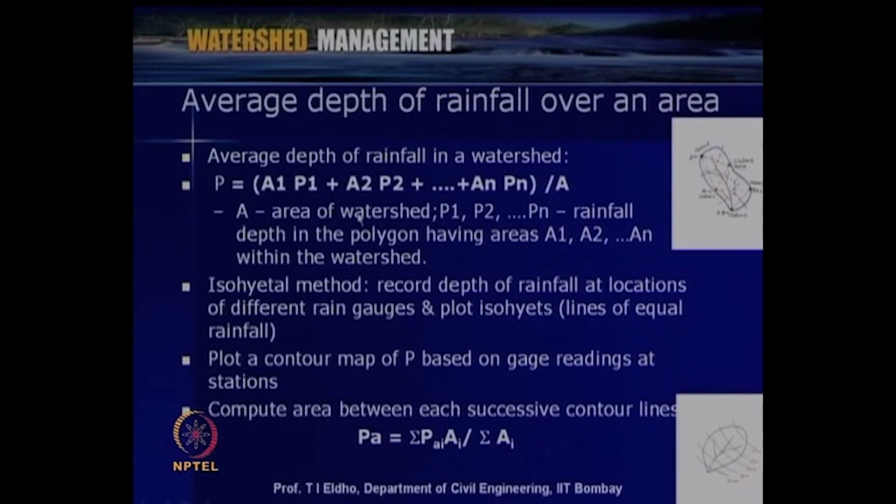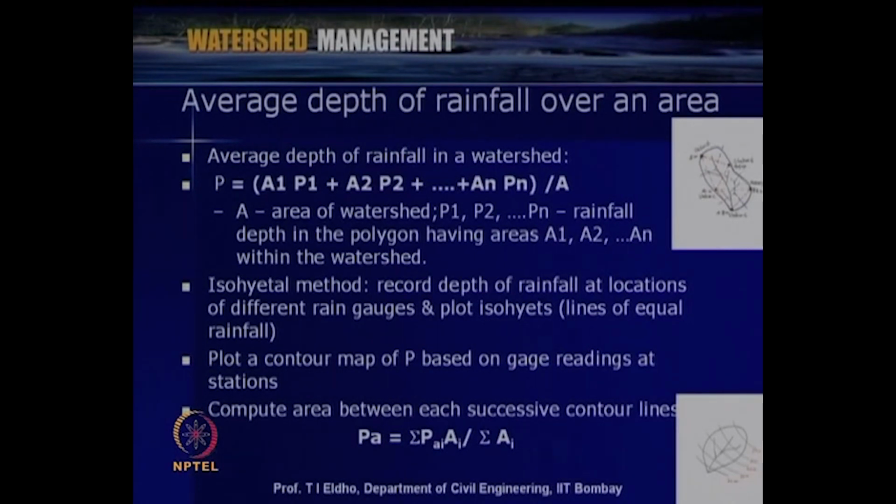So, this is if we do not have a large number of rain gauges for a given watershed. We can use the adjacent nearby rain gauge stations and then identify how much is the rainfall for a given storm at those rain gauge stations, and then we can use this method.